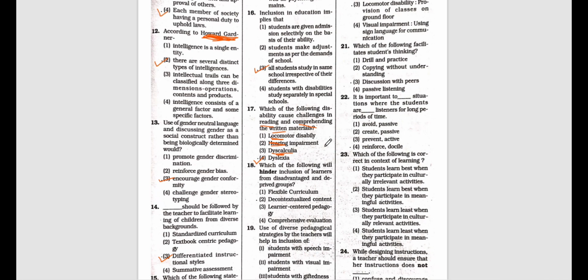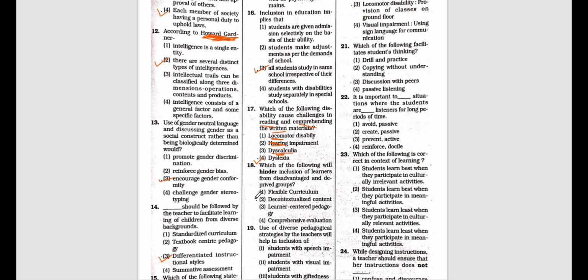Which of the following will hinder inclusion of learners from disadvantaged and deprived groups? Now hinder means what? Hinder means to slow down or affect negatively. So which of the following will affect or hinder inclusion of learners from disadvantaged and deprived groups? Flexible curriculum, decontextualized content, learner-centered pedagogy, or comprehensive evaluation? Which one do you think will be the correct answer? Please pause the video and mark your answers.